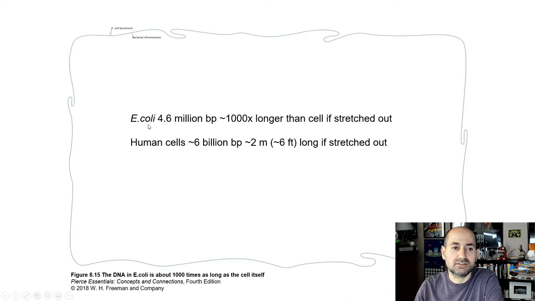By the way, the DNA has to be packaged very tightly so that it fits inside of cells. In E. coli, you're dealing with about 4.6 million base pairs. So if you were to take the genome of E. coli out of the cell, it would roughly look like this image here. You see this line? This would represent the genome, the circularized chromosome of E. coli. And do you see this little dot right here?